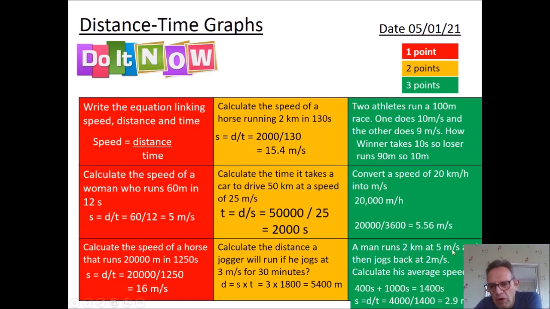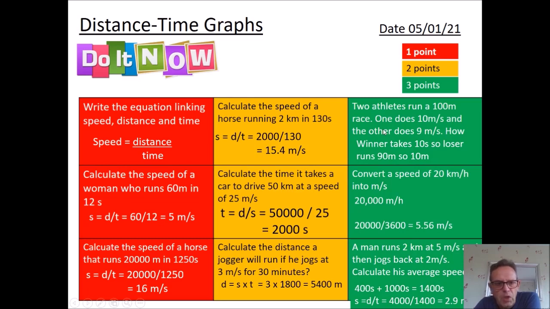So this whole jog takes 400 seconds for the first part, but 1000 seconds for the second part. That's 1400 seconds altogether. How far has he run? Well, he's run 4 kilometres. 2 kilometres there, 2 kilometres back. So 4,000 metres in 1,400 seconds gives him an average speed of 2.9 metres per second.